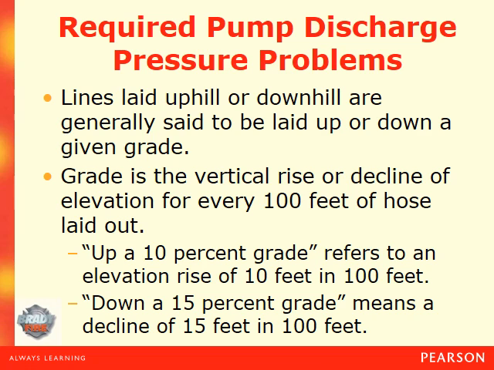Now, lines laid up or downhill are generally said to be laid up or down a given grade. Grade is the vertical rise or decline over an elevation for every 100 feet of hose laid out. So up a 10% grade refers to an elevation rise of 10 feet per every 100 feet. Down a 15% grade, for example, means a decline of 15 feet for every 100 feet. And now you can figure the additional head pressure gain or loss depending on whether you go uphill or downhill.